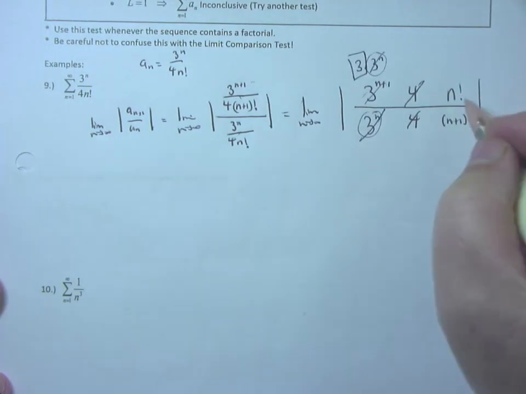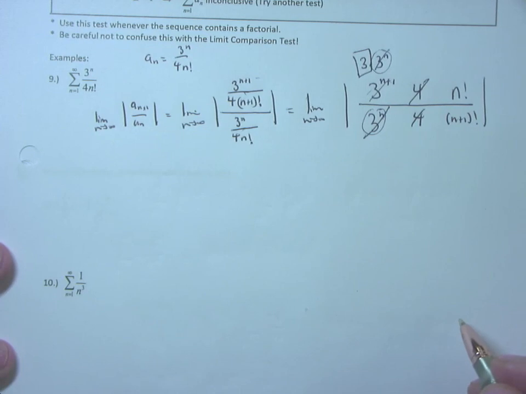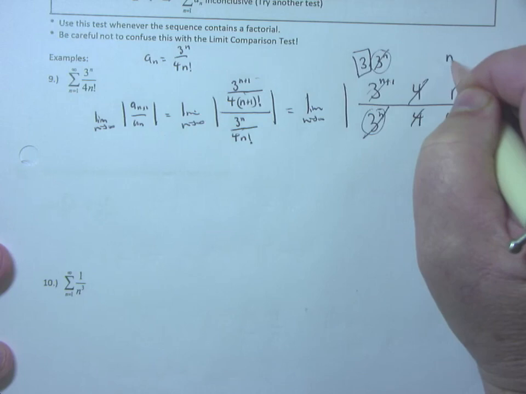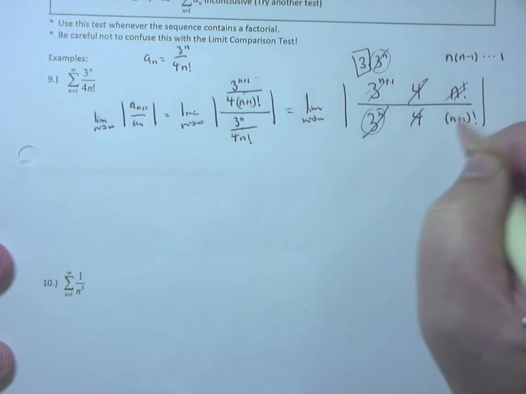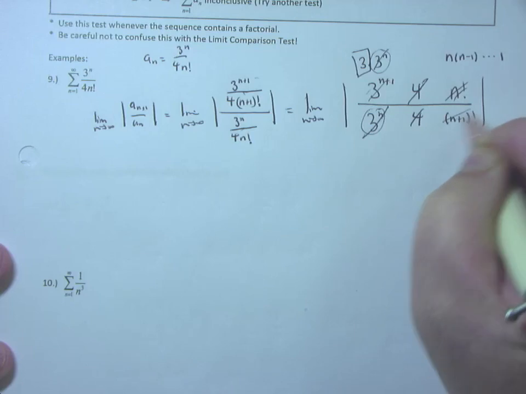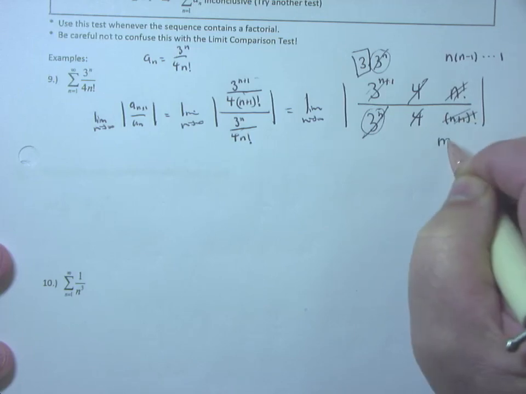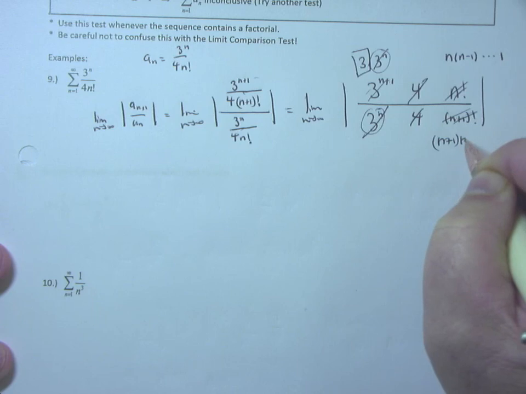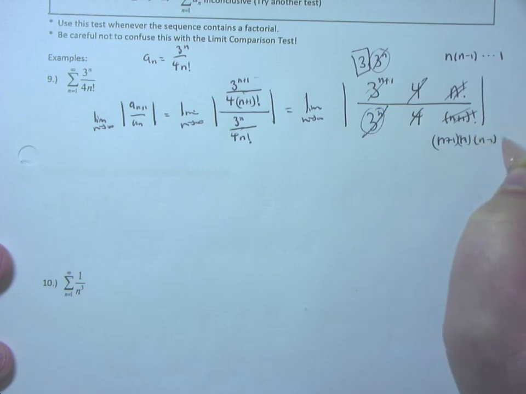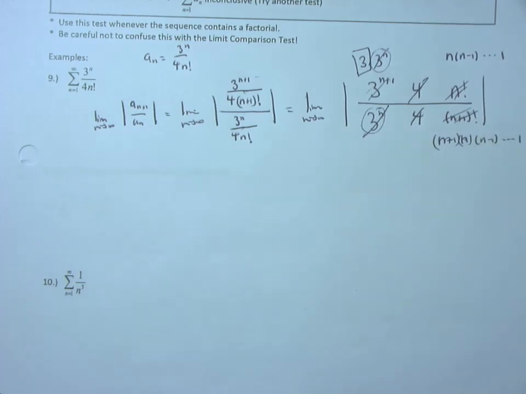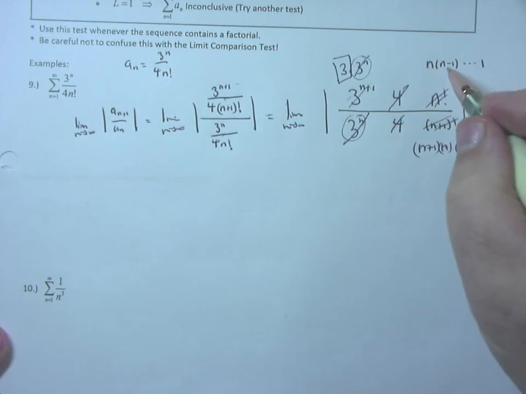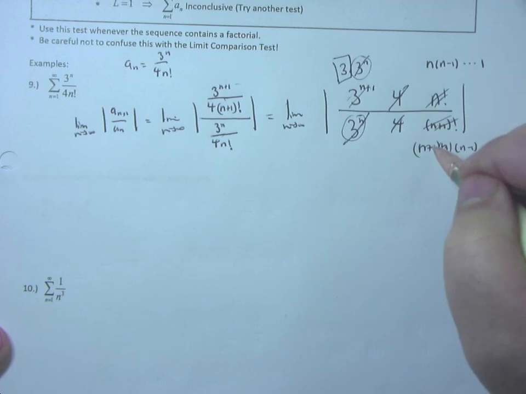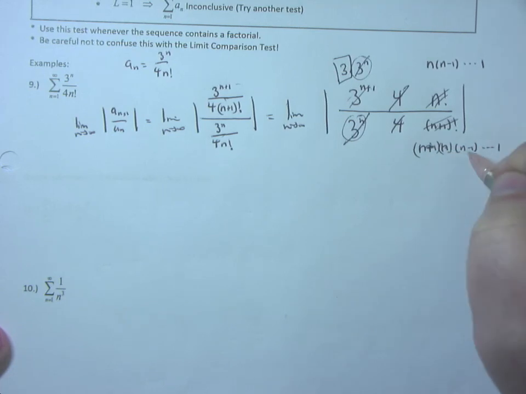Now, what about the other part? n factorial. What is the definition of n factorial? The definition of n factorial is n times n minus 1 dot dot dot all the way down to 1. What is the definition of n plus 1 factorial? It is n plus 1 times n times n minus 1 all the way down to 1. Factorials are going to cancel. n factorial is n times n minus 1 all the way down to 1. (n plus 1) factorial is n plus 1 times n times n minus 1 all the way down to 1.